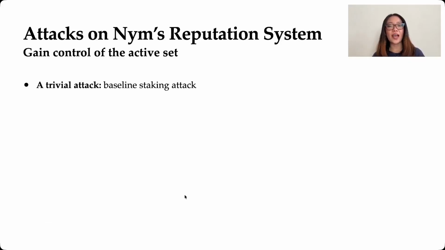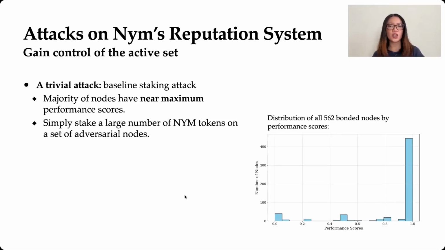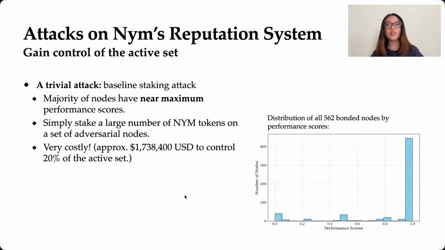So moving on to the attacks on NIM's reputation system. What the attacker would want is to gain control of the active set, because it's only the nodes in the active set that will route user traffic. So a trivial attack here is just a baseline staking attack. Because we see the majority of nodes have near maximum performance scores, we can simply stake a large amount of NIM tokens on a set of adversarial nodes. But this is very costly, approximately 1.7 million US dollars to control just 20% of the active set.